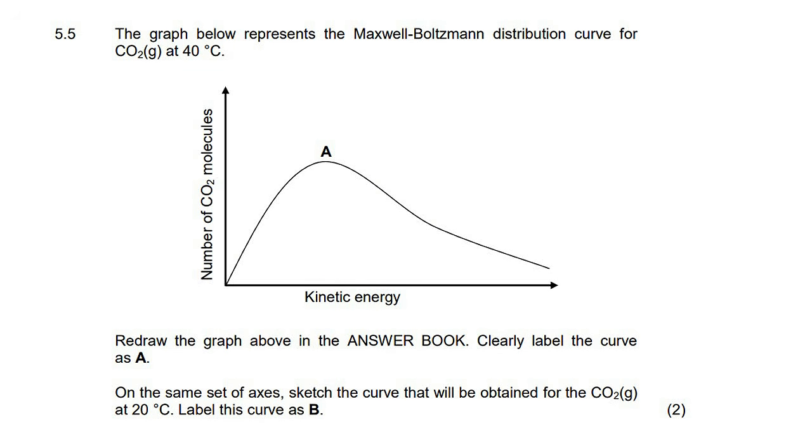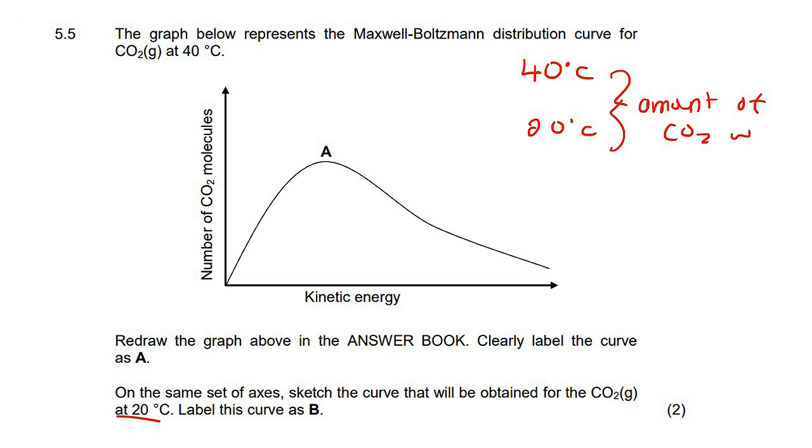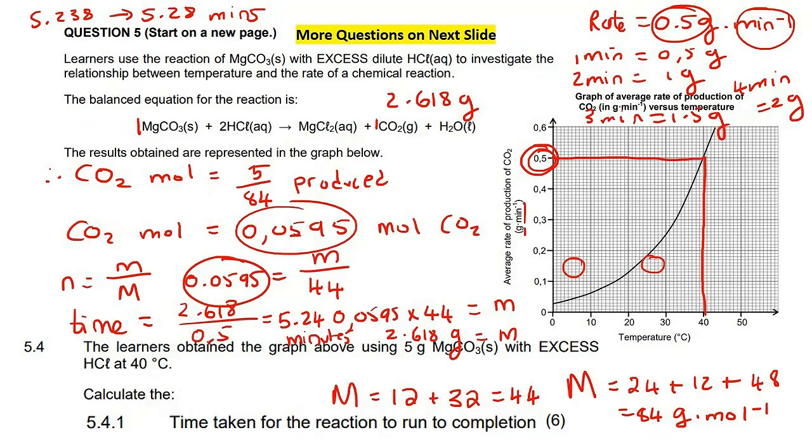We've got kinetic energy, and then we've got number of CO2 particles. Now it says, redraw the graph above. On the same system, I've actually sketched the curve that would be obtained at 20 degrees. So what we need to understand is that at 40 degrees and at 20 degrees, the amount of CO2 will not change. You still have the same amount of CO2 being produced in a chemical reaction, for example, the one that we saw over here.